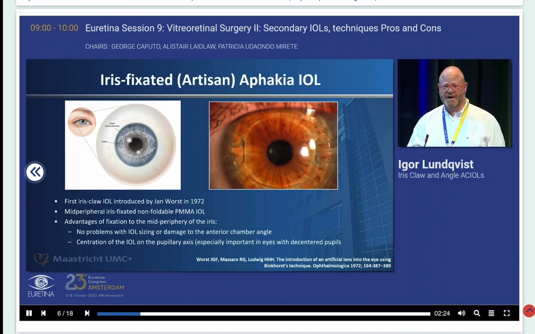The Artisan aphakia lens is a lens which Jan Worst proposed in 1972. It has remained with slight modifications over that whole period in basically the same form. It is a mid-peripheral iris-fixated, non-foldable PMMA IOL. It has no problems with sizing in the form that you just place it over the pupil. There's no reason to place it in any direction. You can place it in any direction you want, just as long as it covers the pupil.